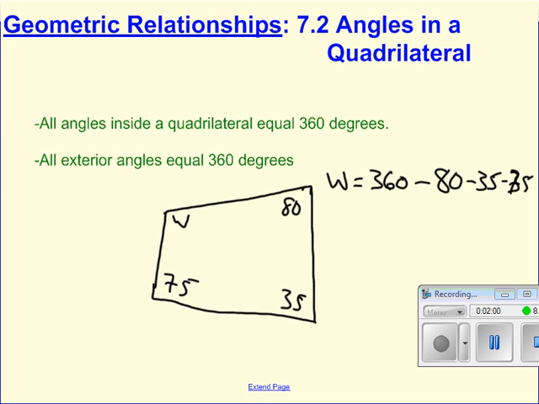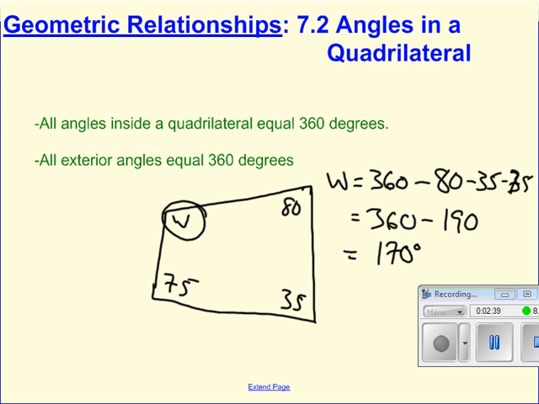So 75 plus 35 is going to be 110, plus 80 is going to be 190. Subtract from 360. I've done my math right. Yep. And 360 minus 190 is going to be 170 degrees. And that's going to be my angle W right there. So all these angles inside the quadrilateral, they're going to equal 360 degrees.